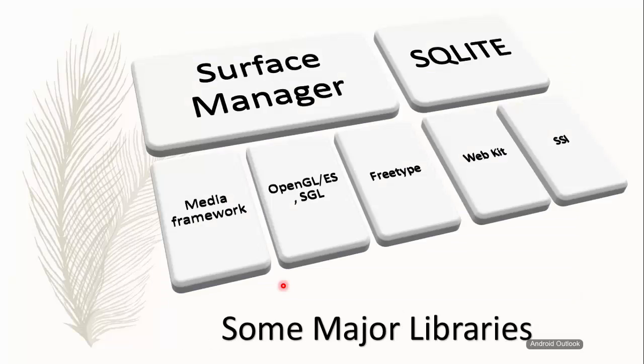In this layer, we have a set of libraries written in C and C++. Since Android apps have to run on low power CPUs with limited battery life, the set of libraries that need intensive CPU and GPU resources are compiled into optimized native code. There are various parts like Surface Manager, SQLite, Media Framework, OpenGL ES, SGL, FreeType, WebKit, and SSL.